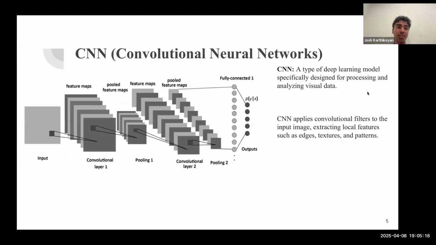So, for our actual detection algorithm, we need to use a model. Our choice is a CNN, or convolutional neural network. It's a type of deep learning model specifically designed for processing and analyzing visual data. A CNN applies convolutional filters to the input image, extracting local features such as edges, textures, and patterns.